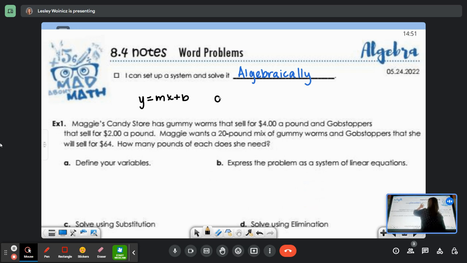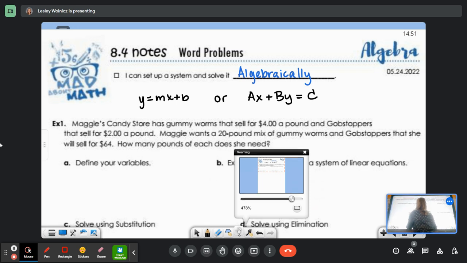Alternatively, we could have equations that look like this: a times x plus b times y equals c, a constant or like a total. Do you remember writing equations like those in Unit 1? Okay. So we're looking for, do we have a starting point and one rate? Or do we have a total and two rates? Does that make sense? That's what we're looking for.